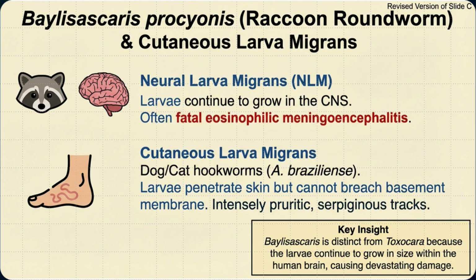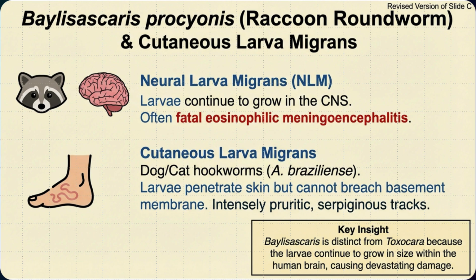Then there is the skin version of this, cutaneous larva migrans. This is known as the creeping eruption. Usually caused by dog or cat hookworms like Ancylostoma braziliense. They penetrate human skin, often if you're lying on a contaminated beach, but they lack the specific enzymes needed to break through our basement membrane and get into the blood. So they just get stuck. They're trapped in the epidermis.